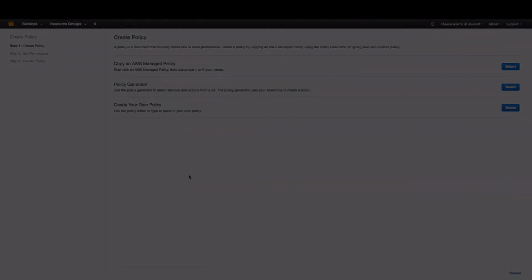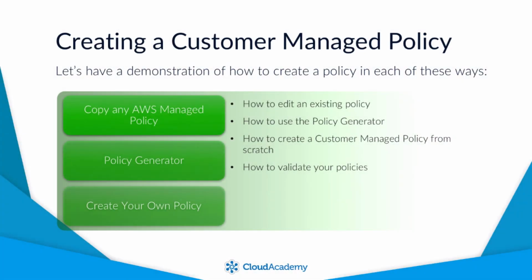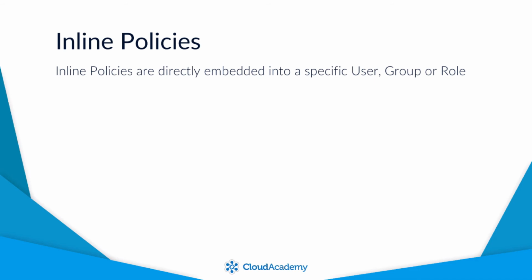Thank you. Now we have covered managed policies, I want to go back to inline policies. Whereas a managed policy could be attached to multiple users, groups, and roles, inline policies cannot. An inline policy is directly embedded into a specific user, group, or role, and as a result, it is not available to be used by multiple identities.